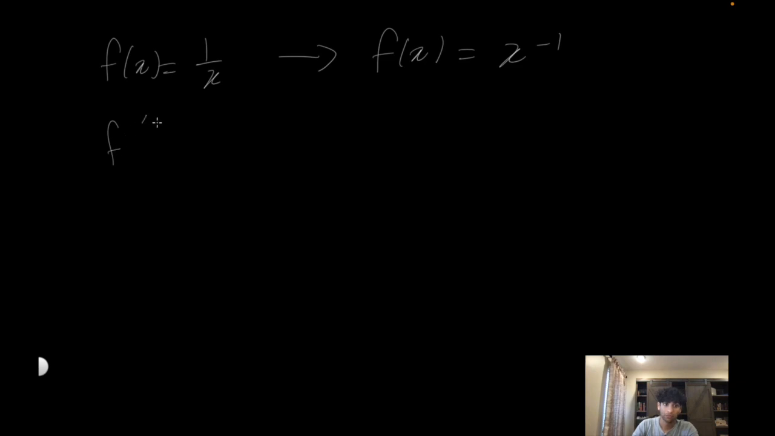Now, let's look at our last example. f of x is going to be equal to 1 over x. Let's rewrite this as well. So f of x is equal to x to the negative 1 power. So, naturally, f prime of x is going to be equal to, you bring the power out front, so it becomes negative x to the negative 2nd power. So that's basically it.